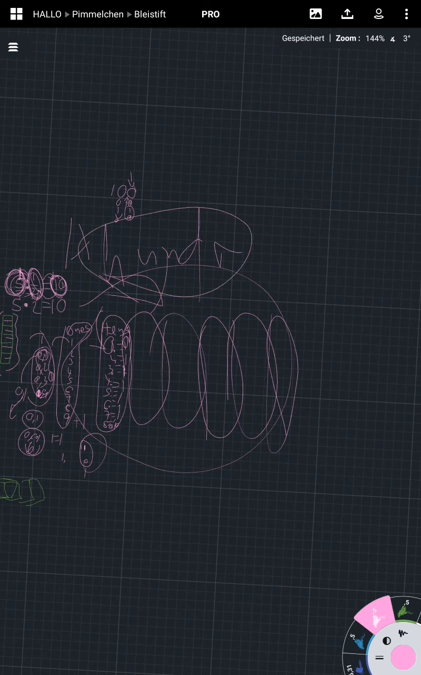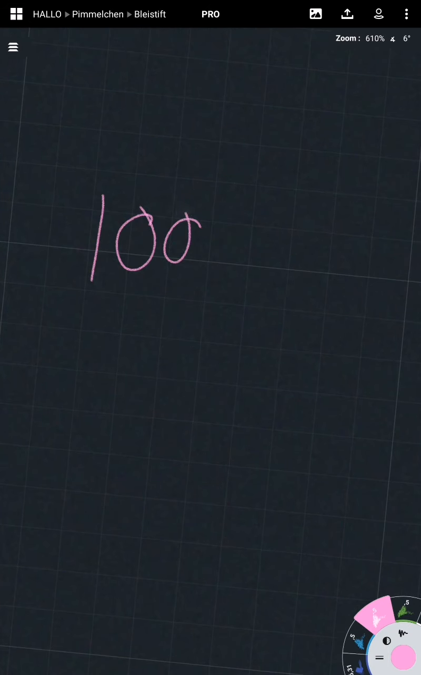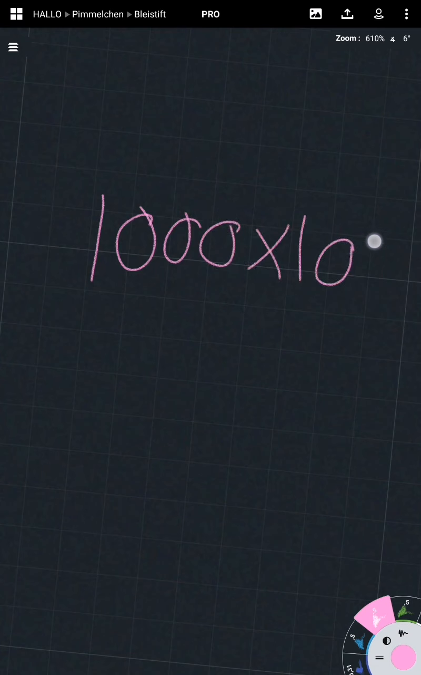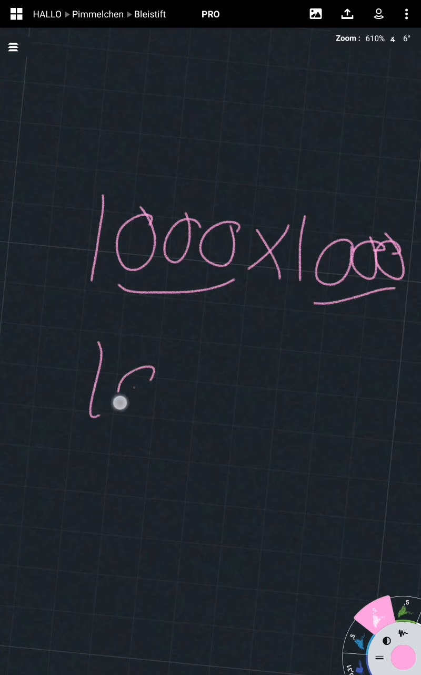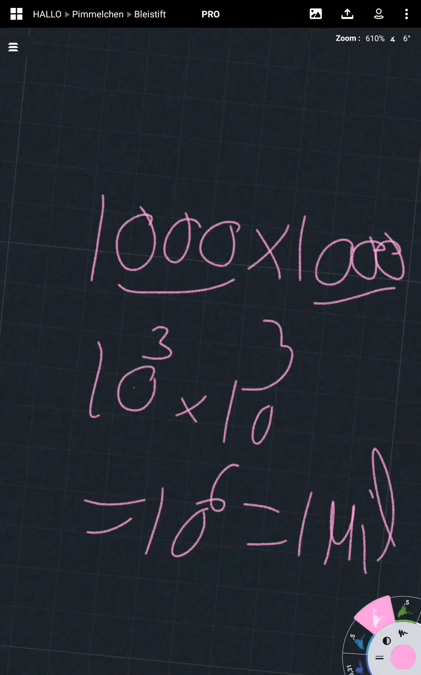And then if you have thousands of thousands, you get to a million, like 1,000 times 1,000, and this is 1 million, because it's basically 10 to the power of 3 times 10 to the power of 3, which is 10 to the power of 6, which is 1 million, and so on.